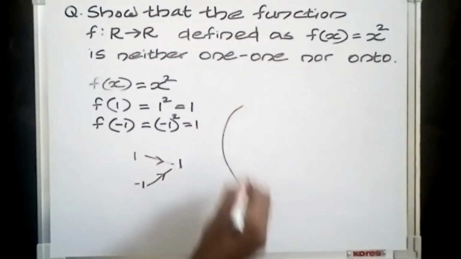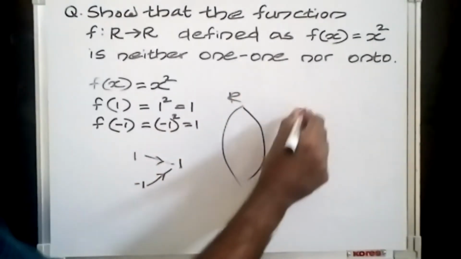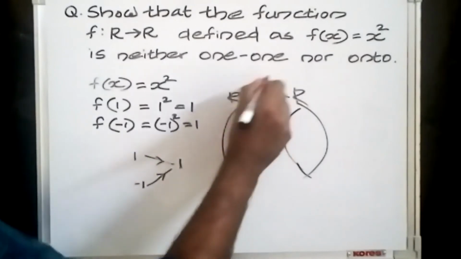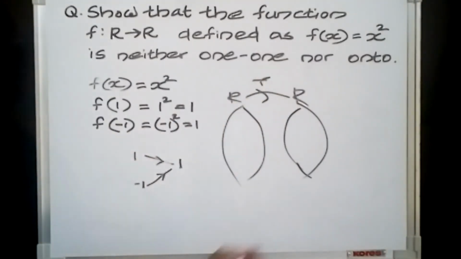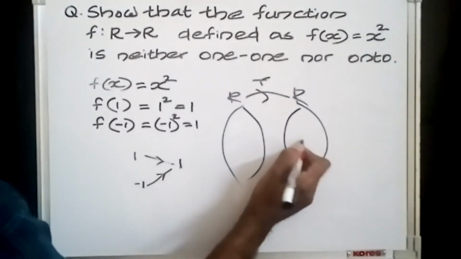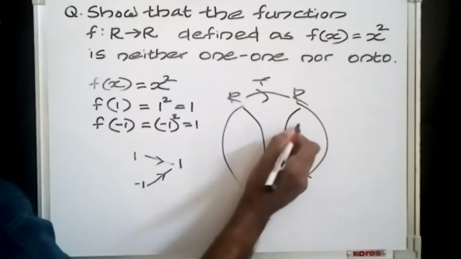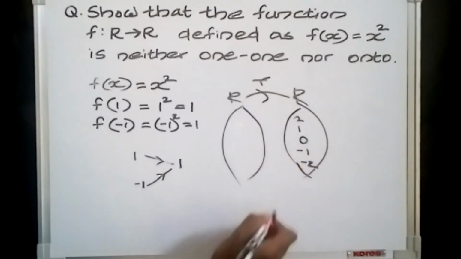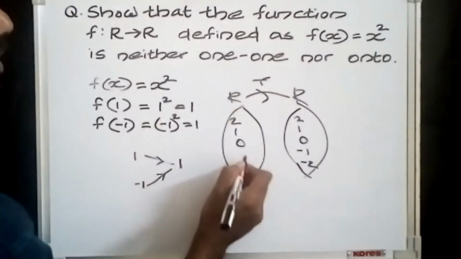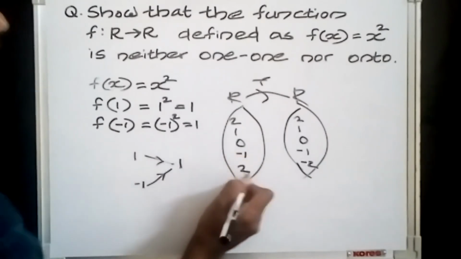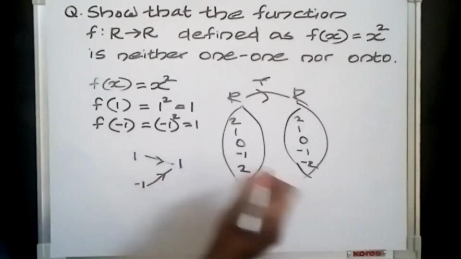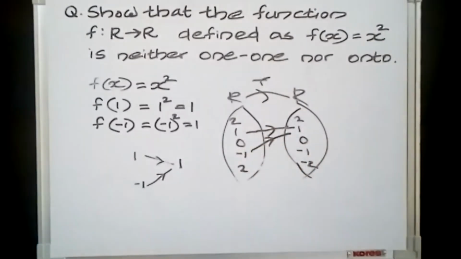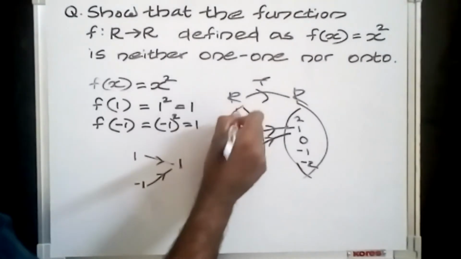The function is defined from real numbers to real numbers. The function f defined from R to R becomes onto if all elements in the second set, 0, positive numbers such as 1, 2, 3, 1.5, 1.7, and negative numbers minus 1, minus 2, etc., are images. And here also 1, 2, 2.5, 1.3, minus 1, minus 2, all are real numbers.